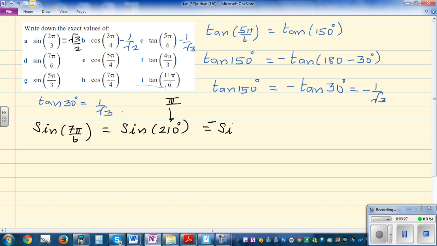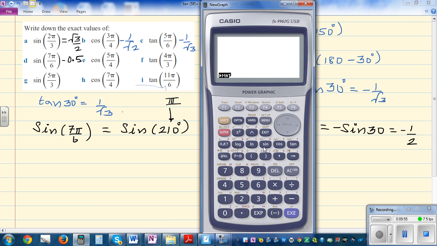So it is minus sine of 180 plus 30, which is minus sine of 30. And sine of 30, you should know, is half. So it should be negative half. So we can say the answer is negative 0.5. Let's confirm that. Sine of 210 degrees should be minus 0.5.